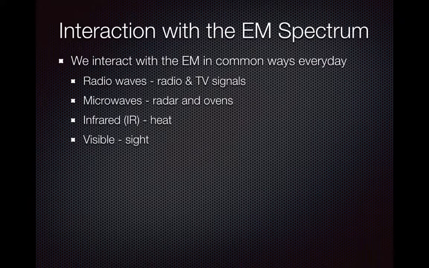Visible light there, that's what we use for sight. That's what our eyes interact with. Ultraviolet radiation, that's what we get from the sun. It's what gives us our tans. It's what gives us sunburns. It is required by our bodies to create some of the vitamins and nutrients that we require to live.